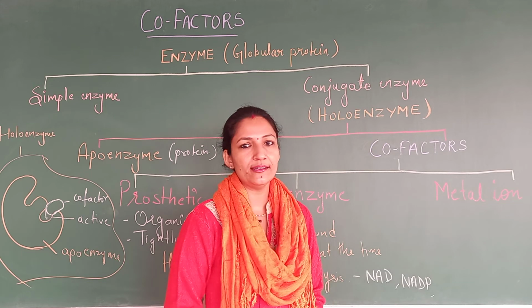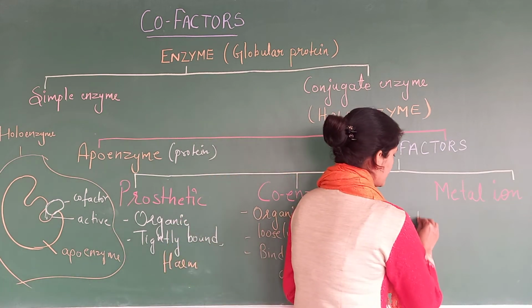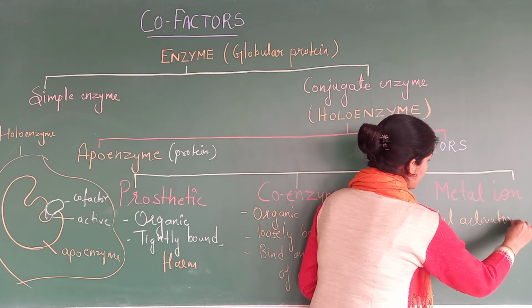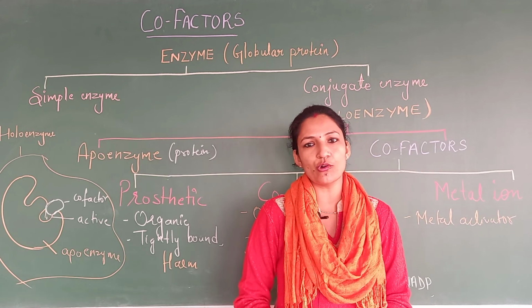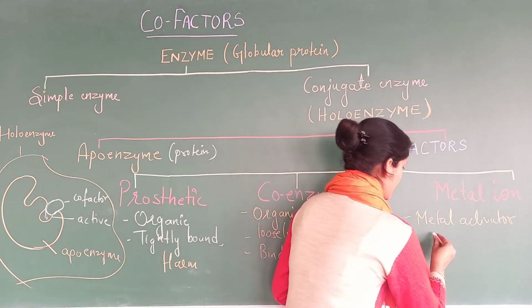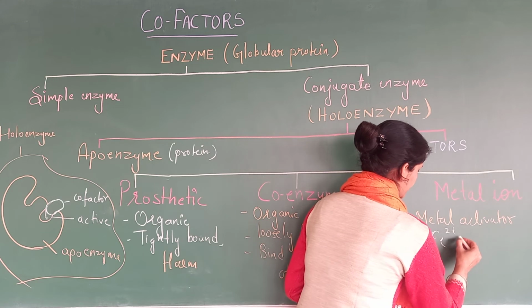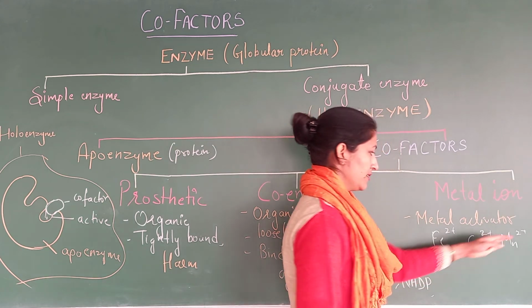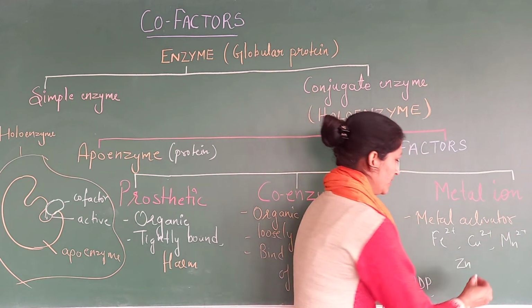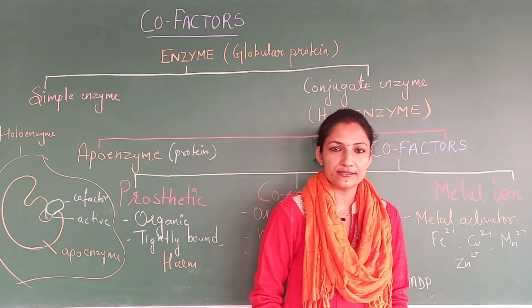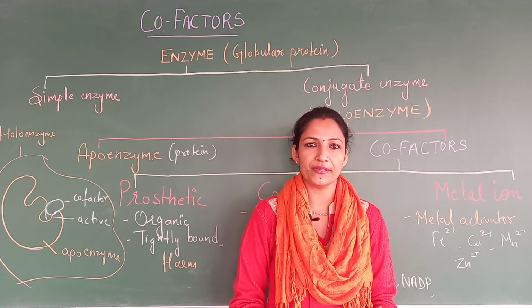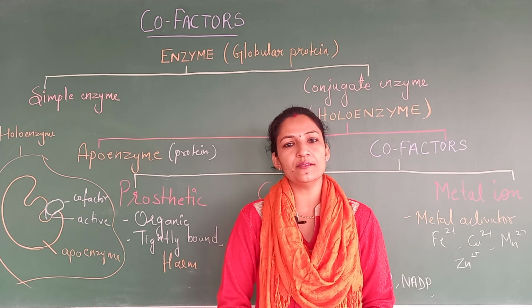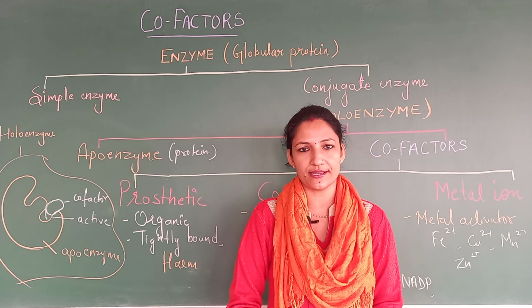Fine. Metal ion. These are the metal activators. As they are metal ions, these are inorganic cofactors. So the examples are like iron, copper, manganese, zinc, in that way. So these ions are going to help in catalyzing the process of reaction, or we can say facilitate the binding of the substrate to the enzyme.